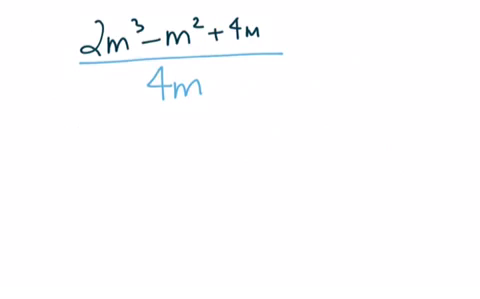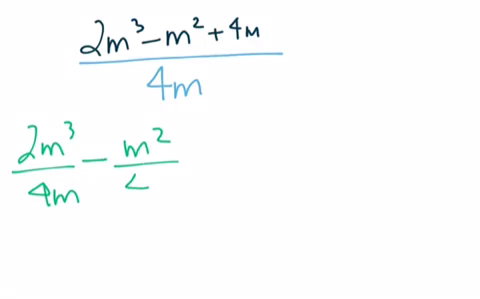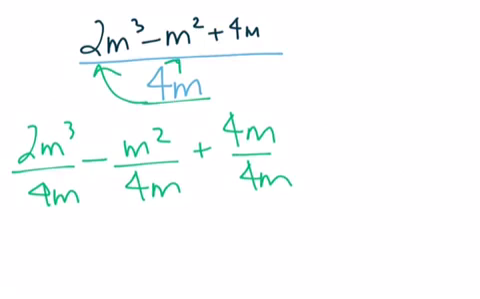Alright, let's do this first one. We're going to rewrite it just like this. Let's do green. So we rewrite it like this: 2m cubed over 4m minus m squared over 4m plus 4m over 4m. So I'm simply distributing this 4m and dividing each term by it.